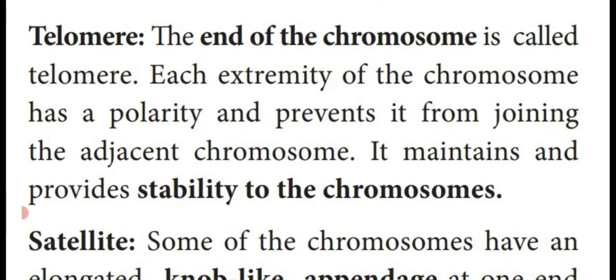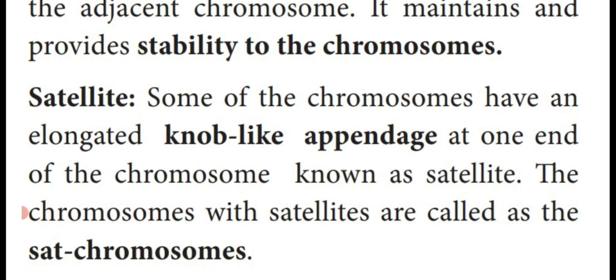This telomere prevents the chromosome from joining with adjacent chromosomes, and also it gives stability to the chromosome. Then satellite, this is also not present in all the chromosomes. Some chromosomes show knob-like appendages known as satellite. A chromosome with a satellite is known as SAT chromosome.